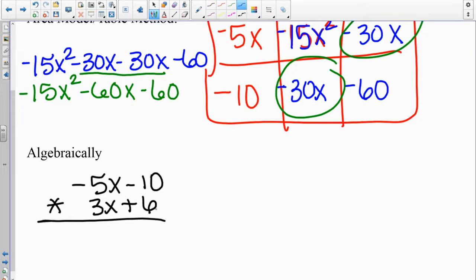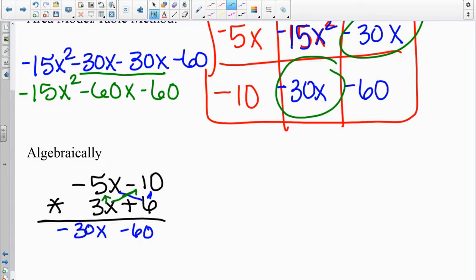So the first go around, we're going to multiply times that positive 6. So we're going to multiply that way, and we're going to multiply that way. So 6 times the negative 10 is negative 60. 6 times the negative 5x is negative 30x. And then we have to multiply times that 3x. So we're going to go that way and that way.